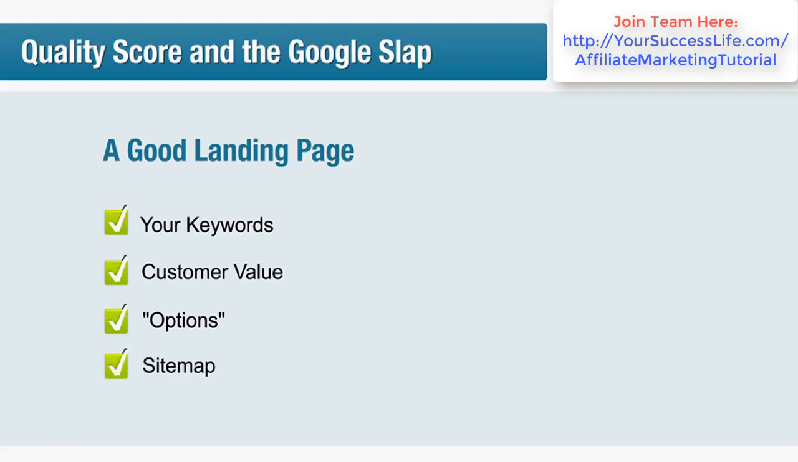Sitemap. Finally, part of Google's ranking is determined by how easy it is for Google's bot to go through your entire site. Having a Google sitemap will make this significantly easier for the bot and will boost your scoring. Conversely, sites without it will lose points.